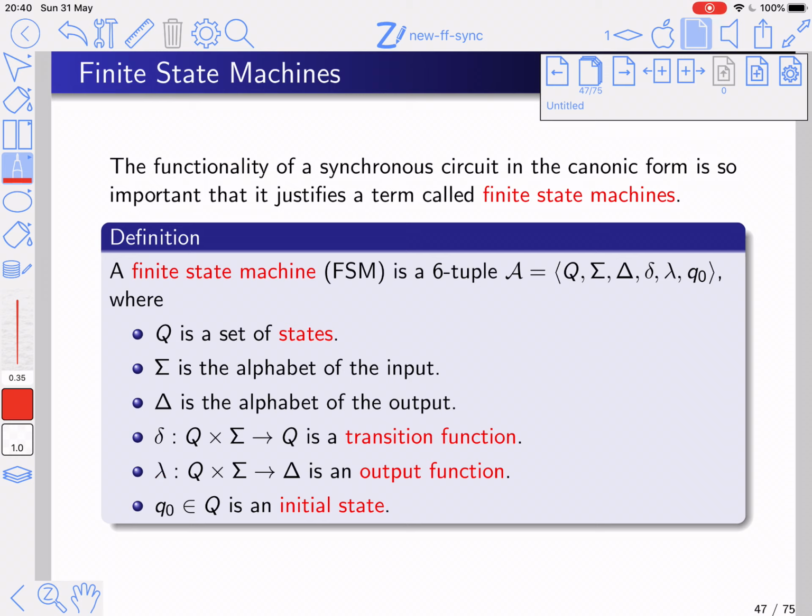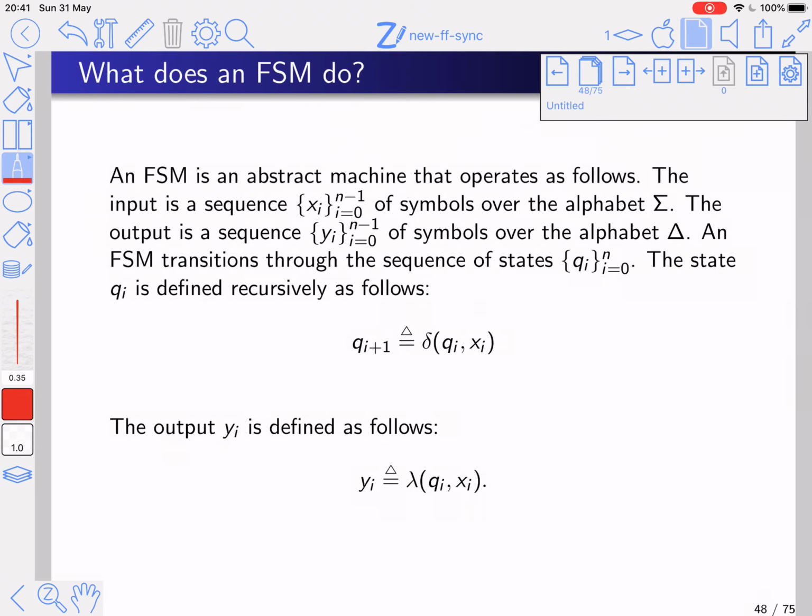Lambda is also a function from pairs of states and an input, but the range is a symbol in the output alphabet, and it is therefore called the output function. Q0 is the initial state. So let's explain how such a machine A performs a computation.